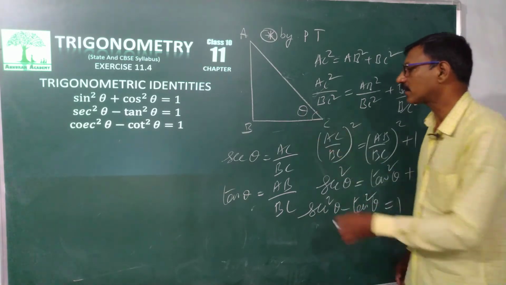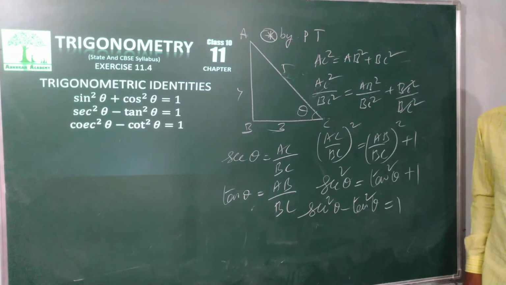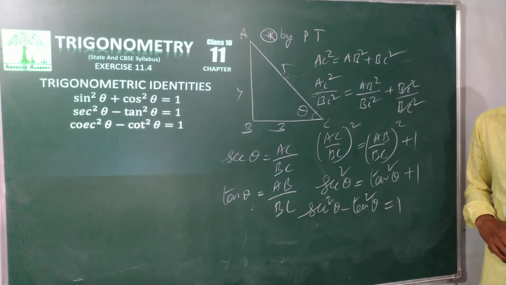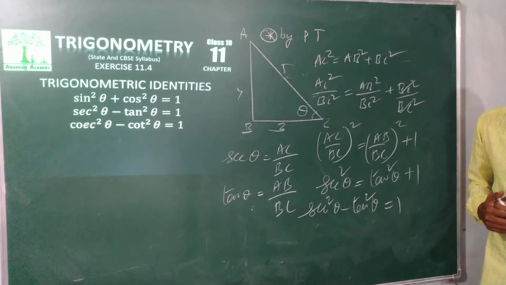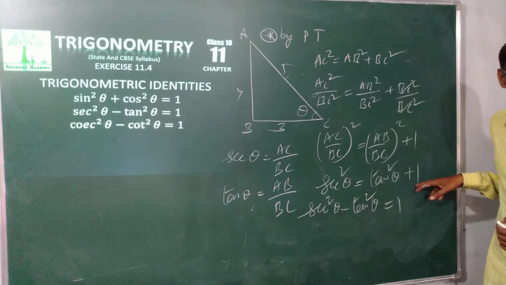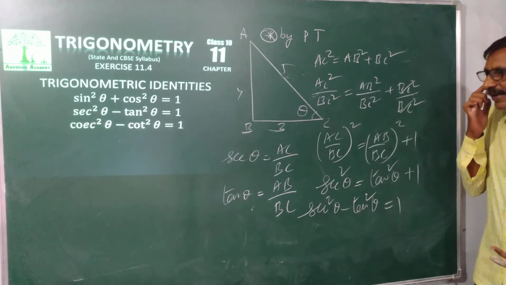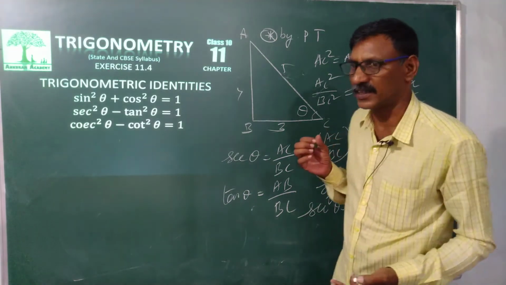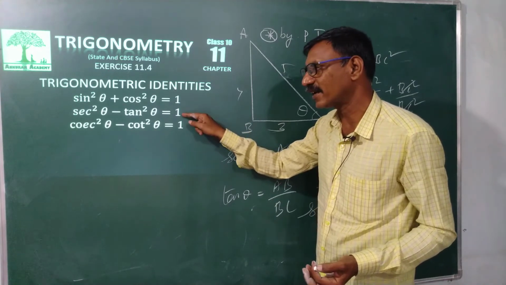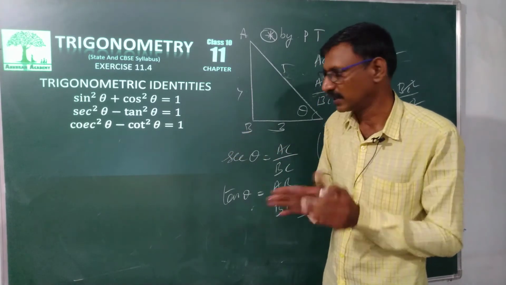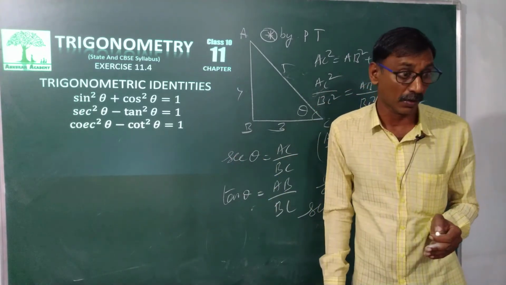Even if we take 3, 4, 5, we get the relation. LHS must be equal to RHS. That's the reason it is an identity. That is the relation between sec and tan. So secant square theta is always equal to tan square theta plus 1, or 1 plus tan square theta. Similarly, we can prove cosecant square theta minus cot square theta equals 1. From secant square theta minus tan square theta, we can write two formulas. And using cosecant square theta minus cot square theta, we can write two more formulas.